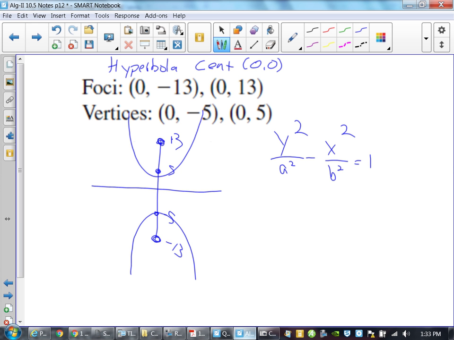In this case, we know what A and C are. A is your distance from center to vertex. Both of these have center to vertex A values of 5, they should because it has to be the same. So we know our A value is 5, which means A squared is 25. I don't know what B is yet, but I'm getting there. I know that C is the distance from the center to the focus.